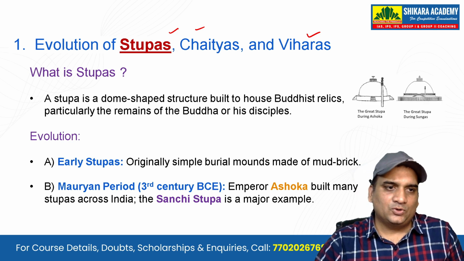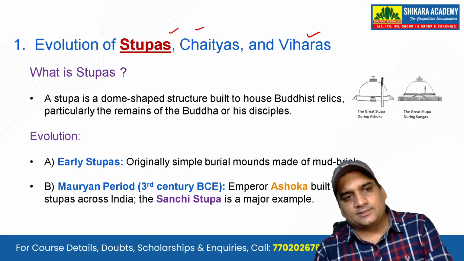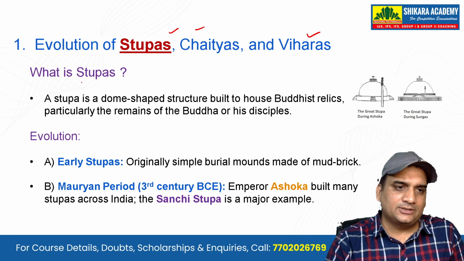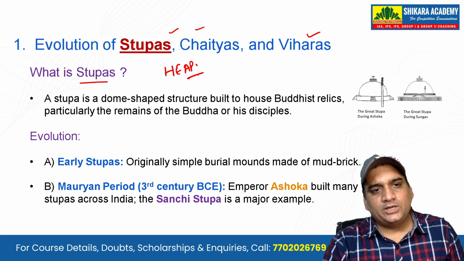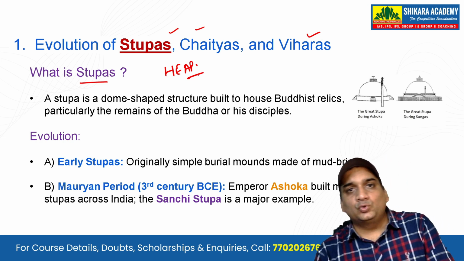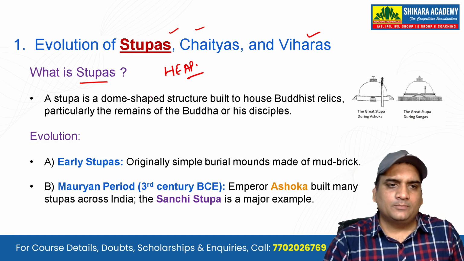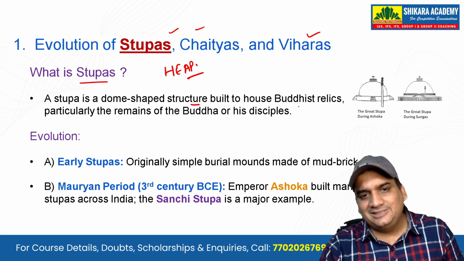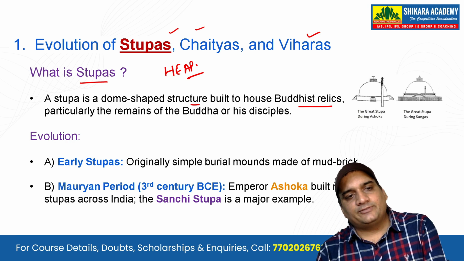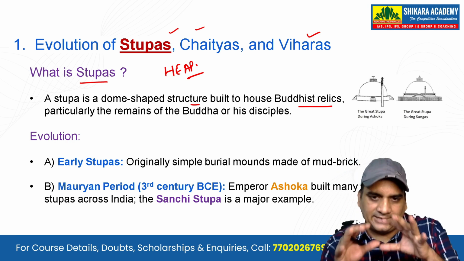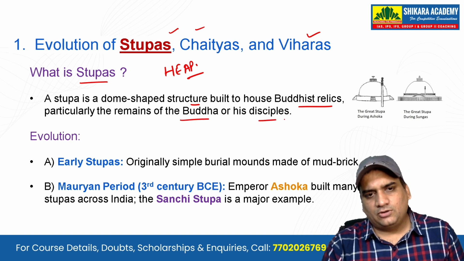We will see here. First and foremost we are going to see stupas. What actually are stupas? Well guys, the word stoop or stupa in itself means a heap. It's a Sanskrit word, a mound, whatever you want to call it. So it's a dome shaped structure built to house Buddhist relics. After the death of Buddha, whatever relics were left are kept preserved inside there. These are the remains of Buddha and sometimes also of his disciples.